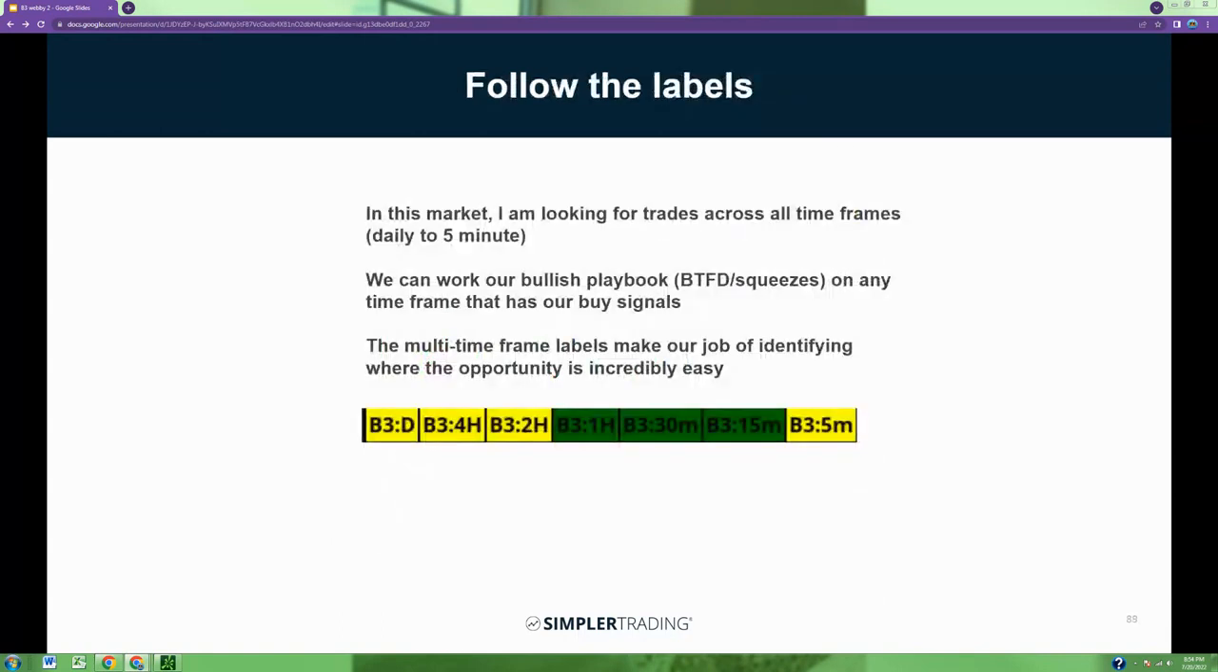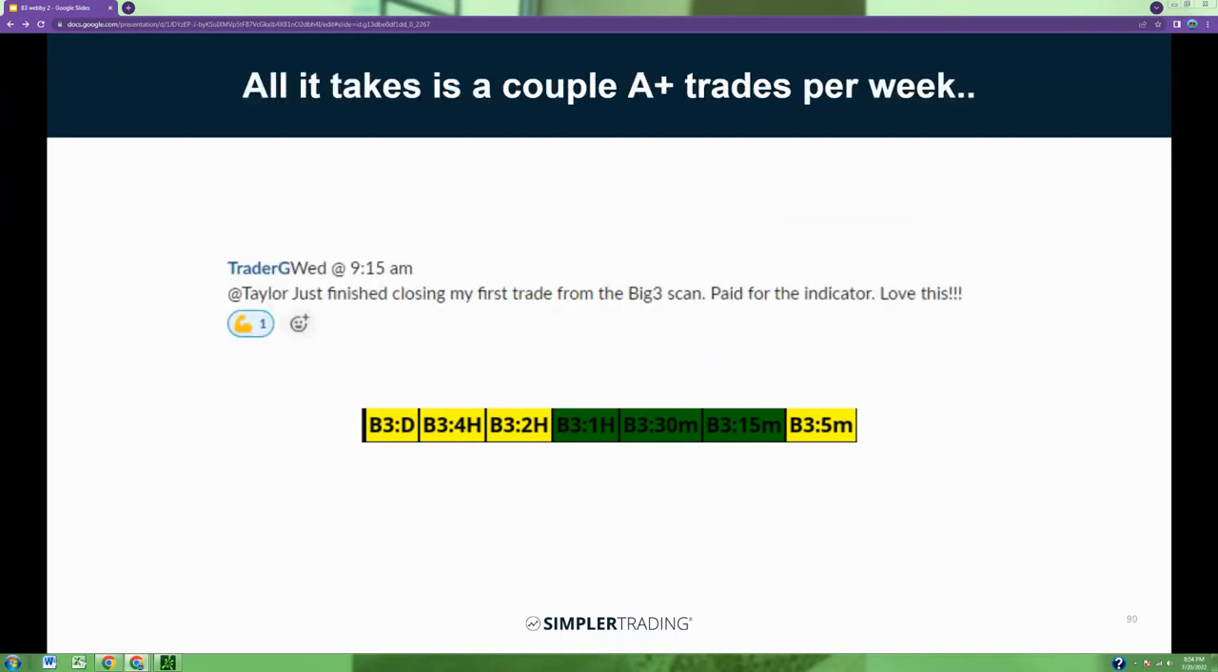But in this market, we can work our bullish playbook. We can buy the dip, we can trade the squeezes on any time frame. We don't have to rely on that daily chart. And same thing goes for the bearish trades. We can take them on a daily, we can take them on a 5-minute, a 15-minute. We go wherever the signals are.